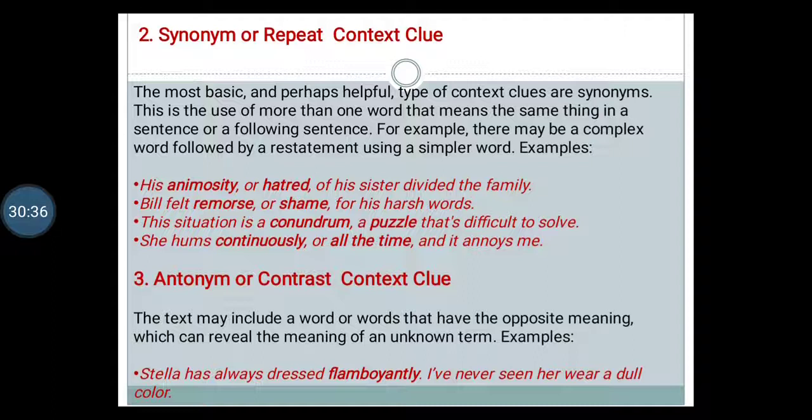Examples: Stella has always dressed flamboyantly. I've never seen her wear a dull color. Okay, so dull color replaces flamboyantly. Okay, so bright colors, flamboyant could be very bright, very catchy, eye-catching colors and all that. Or dresses brightly, okay, with a lot of accessories and all that. So, a dull color helps you to know what flamboyant means.